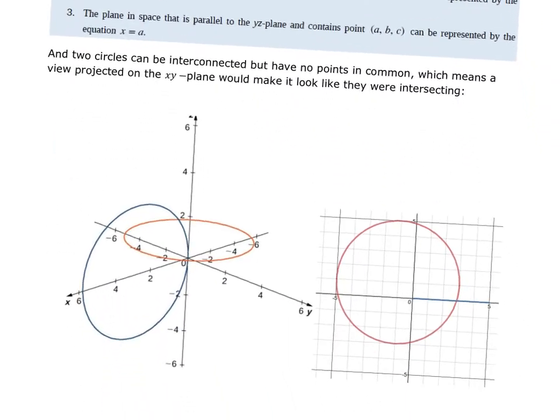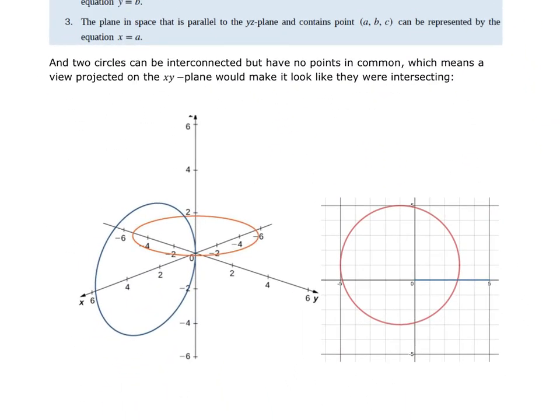Also, when we're thinking about circles in 3-space, 2 circles can be interconnected. In this case, you can see on the left, where I've got this circle here and I have this circle here. When I project these circles onto the xy plane, here is my red circle, that's this one here, but my blue circle ends up just becoming a line segment here. So in 3-space, things are not necessarily touching, but when they're projected onto one of the other planes, it does look like they are.